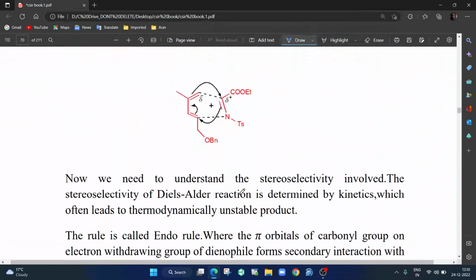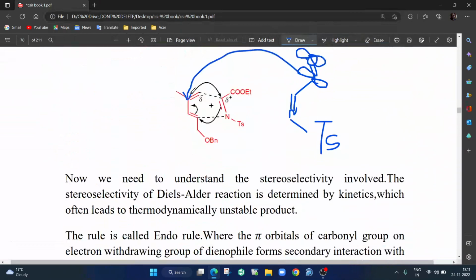Now the only thing we have to find out is the stereochemistry. Now we know what is called the endo rule. Let us look at this carbon. This carbon is like this, and you have N, Ts, Ts. Now there is a COOEt. This COOEt carbon has a p orbital, right, which is forming a pi bond with the oxygen. Now if this p orbital interacts with this p orbital, this is called a secondary interaction. The primary interaction is of course that these two are interacting, that's why the bond is being formed. These two are interacting, that's why the bond is being formed. This is the primary interaction, but if this interacts with this, it is called a secondary interaction.